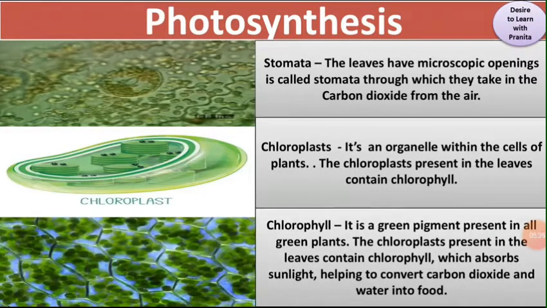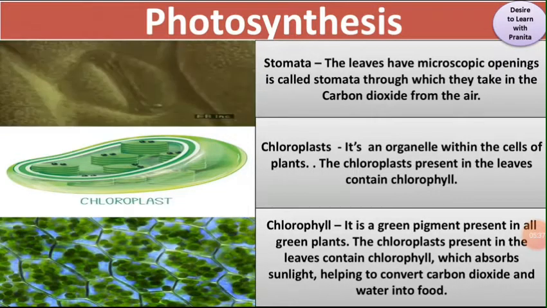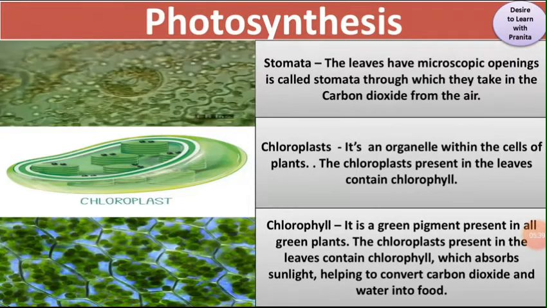Now what is chlorophyll? It is a green pigment present in a green plant. The chloroplast present in the leaf contains chlorophyll, which absorbs sunlight, helping to convert carbon dioxide and water into food. As I told you, chlorophyll is a green color pigment which is present in leaves.